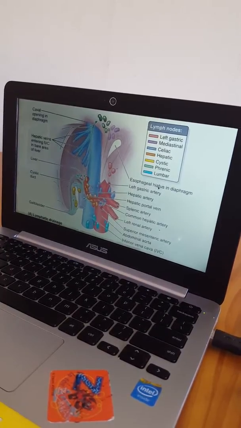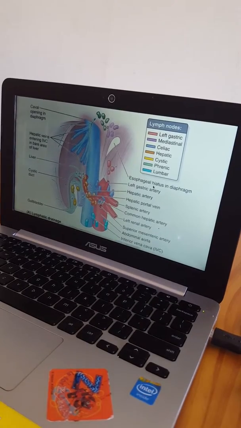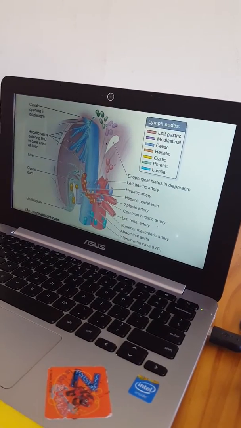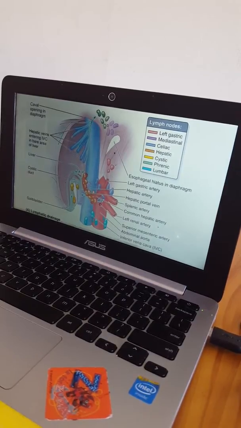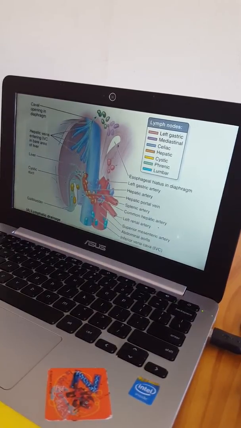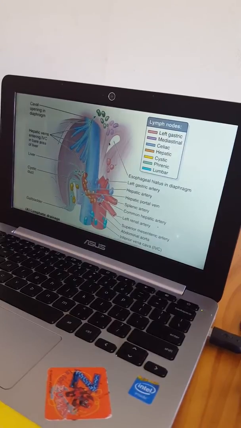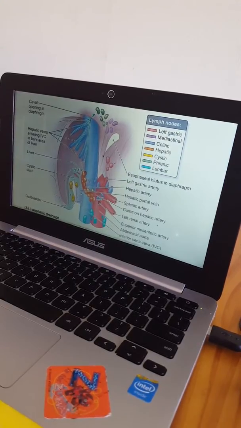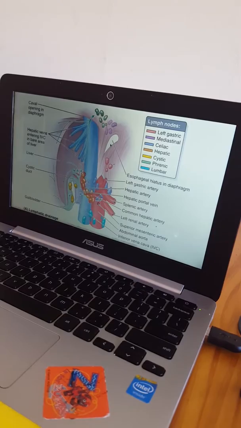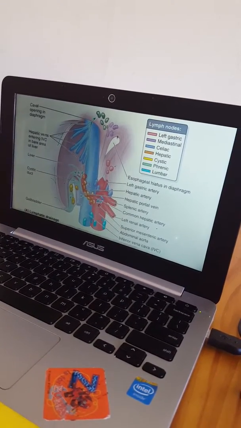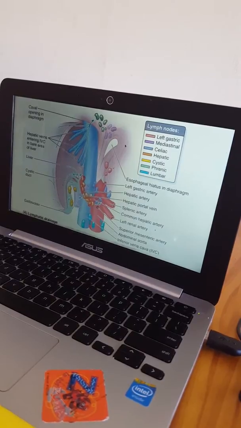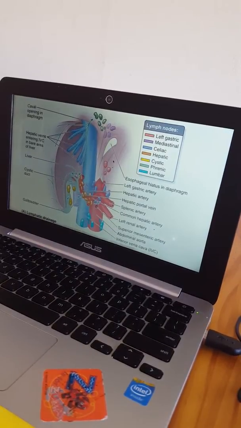This hiatus is clinically important because if it is loosened, people can have gastroesophageal reflux disease, either because of the loosening of this opening or because of failure of the sphincter of the esophagus, which controls the food reflux. So this can be problematic in GERD, or gastroesophageal reflux disease.